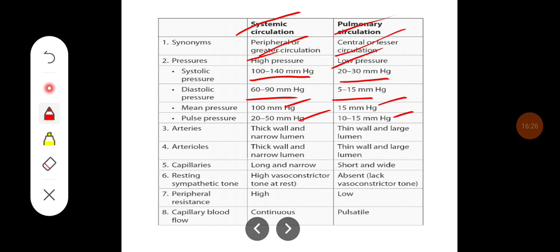The arteries in systemic circulation have a thick wall and narrow lumen, whereas in pulmonary circulation they have a thin wall and large lumen. Arterioles have a thick wall and narrow lumen, whereas in pulmonary circulation they have a thin wall and large lumen. Capillaries here are long and narrow, here they are short and wide. The resting sympathetic tone is high in systemic circulation whereas it is absent in pulmonary circulation. Peripheral resistance is high in systemic circulation, it is low in pulmonary circulation. Capillary blood flow is continuous in systemic circulation and it is pulsatile in pulmonary circulation.